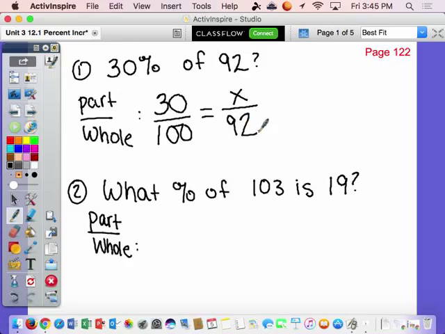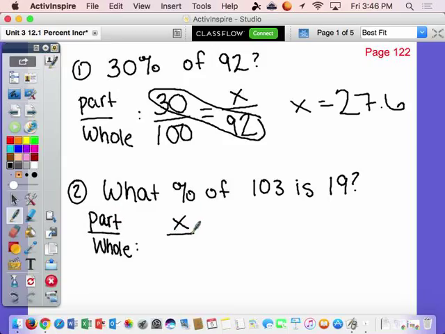So we have now our proportion, which y'all were rocking at solving before we went on break. We do that butterfly method. And when you do that, you should have gotten 27 and 6/10. That's saying 30% of 92 is 27 and 6/10. If we do the same thing for this one, do we know our part percent? No. So that's going to be X. Do we know our whole percent? 100. Always 100. Don't forget it.